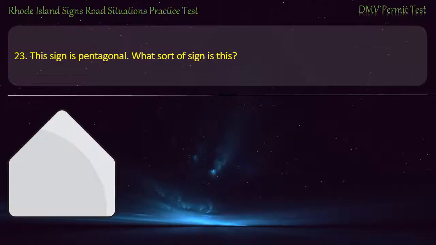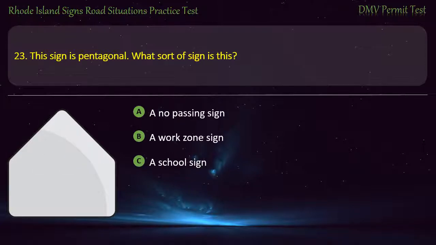Question 23. This sign is pentagonal. What sort of sign is this? A no passing sign. A work zone sign. A school sign. A warning sign. Answer. A school sign.